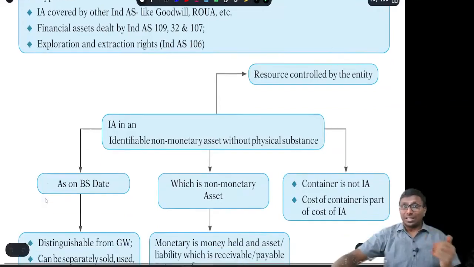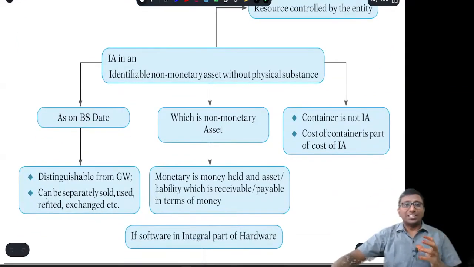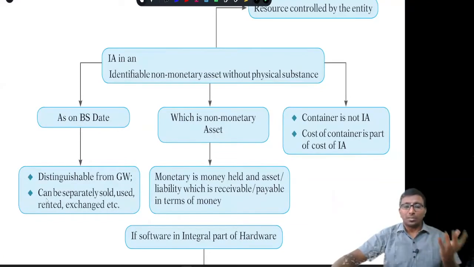When you see identifiability, it should be separable. That means you will be able to sell it separately, barter it, rent it, or use it. But this separability should be from the goodwill. That is the first point. But this separability rule is not mandatory when the right is arising from a contractual right or legal right. Then you don't need to follow this rule.